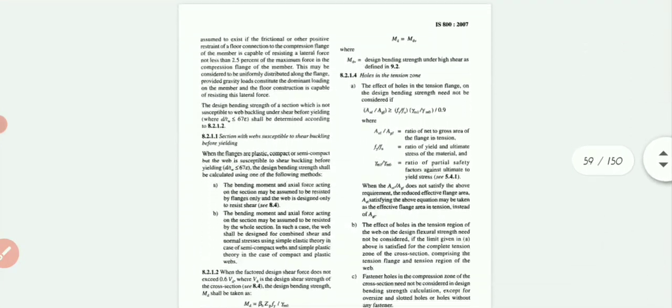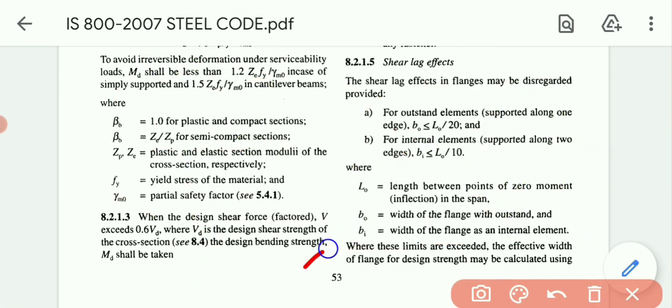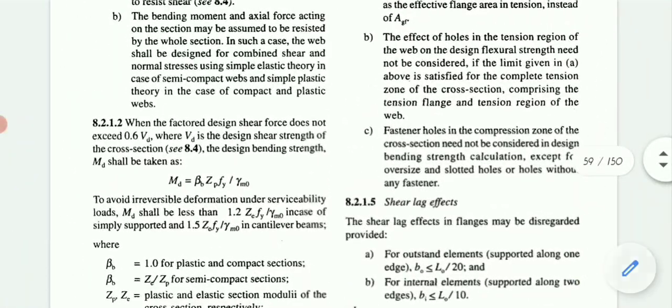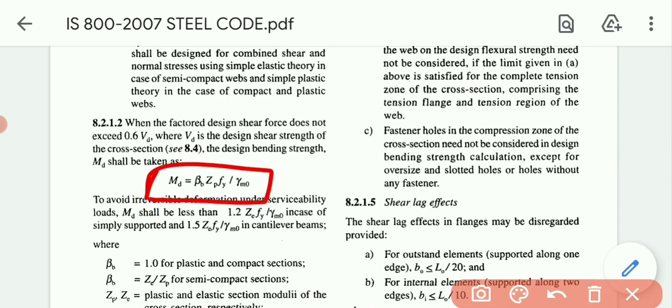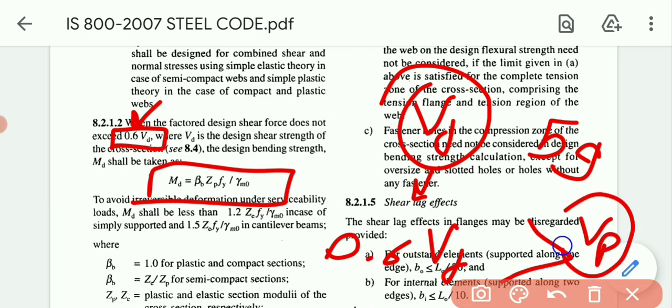Then going back to page number 53, the formula which we used earlier in the previous step. Clause 8.2.1.2, let's read out this statement: when the factored design shear force does not exceed 0.6 Vd, then we can apply the formula of the moment, that is this one, Md. So Vd we will calculate from page number 59, convert it into 0.6 Vd, and this 0.6 Vd should be greater than the required shear force.